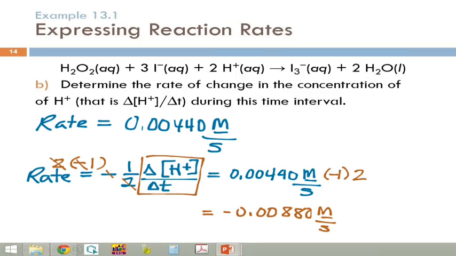So the concentration of hydrogen is decreasing at a rate that is different than the overall reaction. The overall reaction rate is 0.00440. The rate of change of the hydrogen ion concentration is greater than that. Any questions? If it were just hydrogen and not a hydrogen ion, would we have to account for the hydrogen in the H2O2 as well? No. Whatever we're looking at in here is going to be one of these reactants or products.